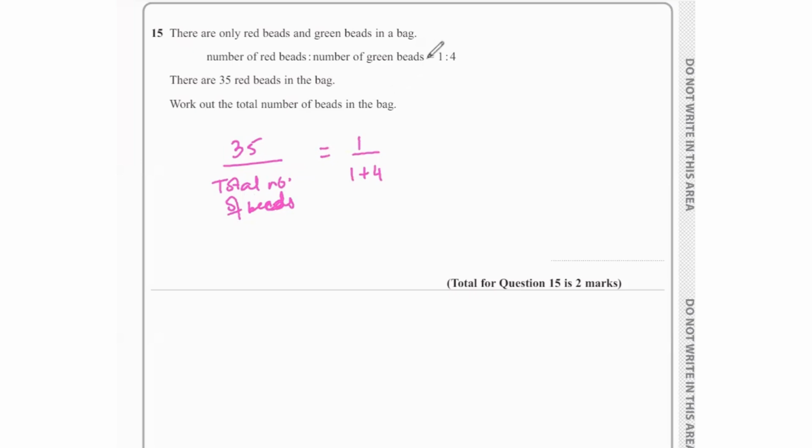Why is it 1 over 1 plus 4? Because when we're dealing with ratios, your denominator is always the sum of the values in the ratio, and the numerator is always the value which we're trying to find, which in this case is the number of red beads. So for the number of red beads, it's going to be 1 over 1 plus 4. I'm going to write the total as x. 35 over x equals 1 over 5. So x is going to be 35 times 5, which gives us 175. So there's a total of 175 beads in the bag.